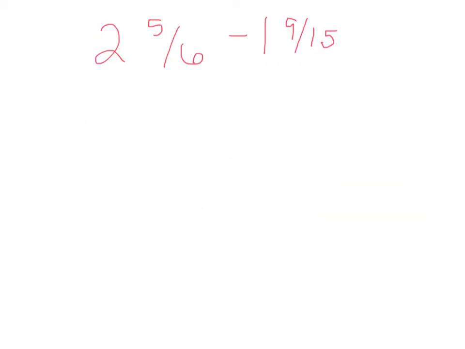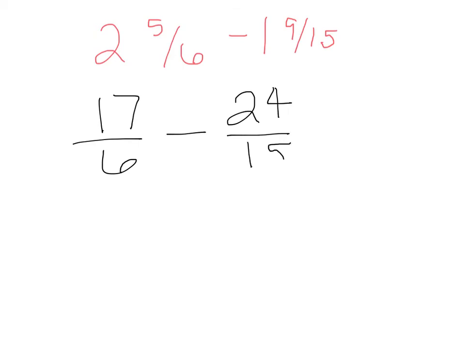All right, now let's try a subtraction problem. So again, our first step is going to be to convert from a mixed number to an improper fraction. So 2 times 6 is 12, plus 5 is 17 sixths. 1 times 15 is 15, plus 9 is 24 fifteenths. So now I need a common denominator.